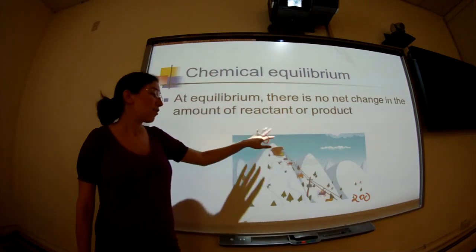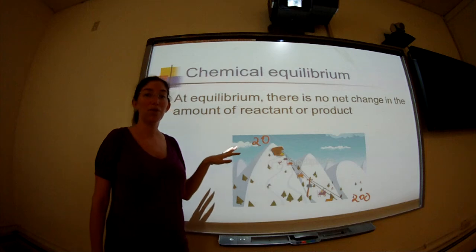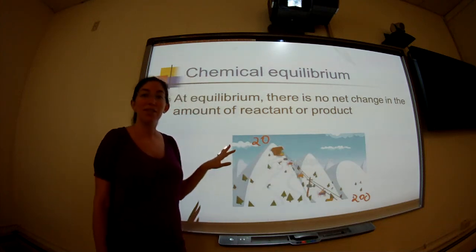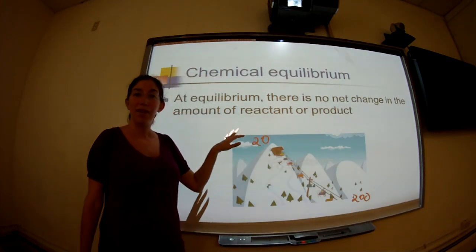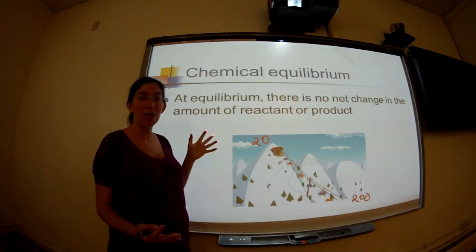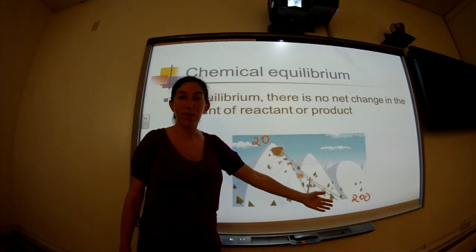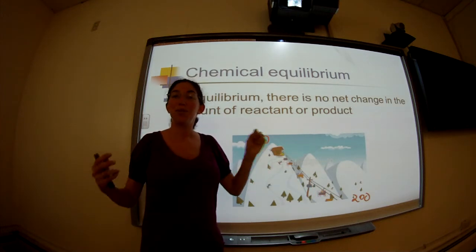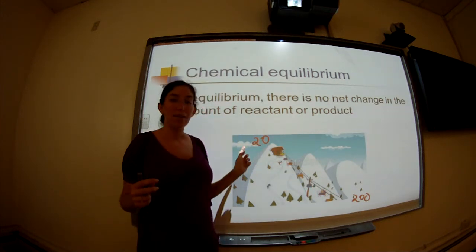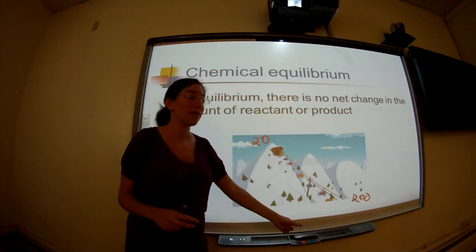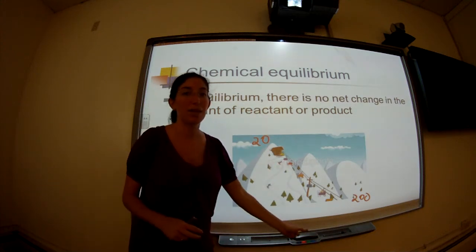People are changing. So this is just like a chemical reaction. It's a dynamic system. It's always moving. But if you just took a snapshot of it, it looks like there's 20 people at the top and 200 people at the bottom, and it's not changing. When really, technically, the reaction is still going, still taking people up, still taking people down.